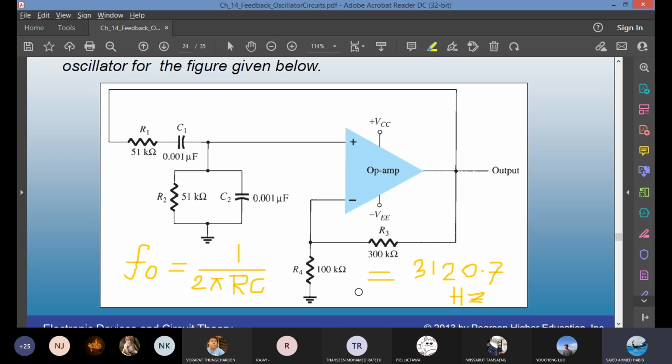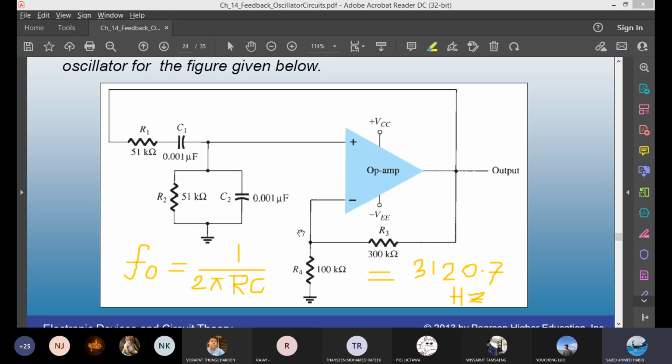So this is simply a matter of plug and play. Plug the values in the equation and then you can find out the answer. Any question about this one?